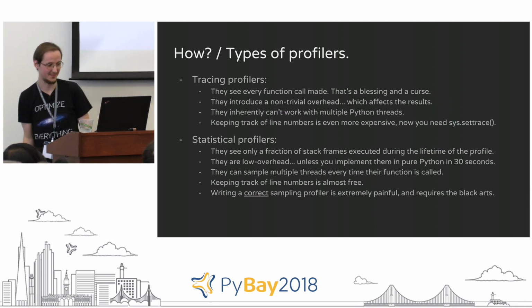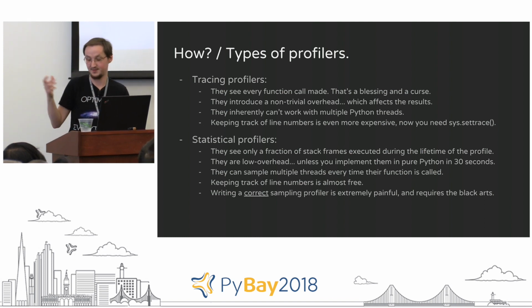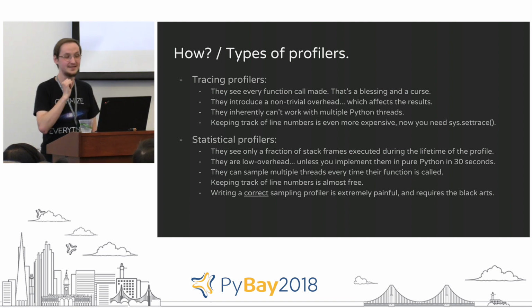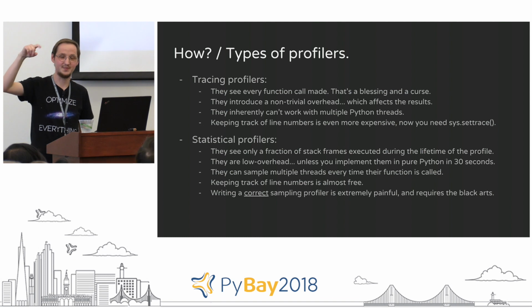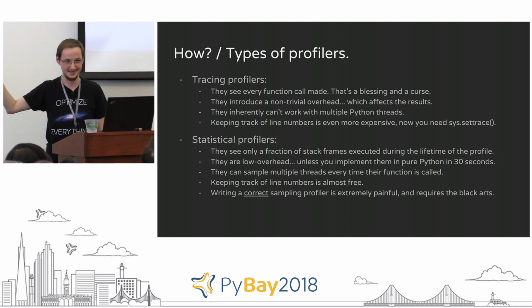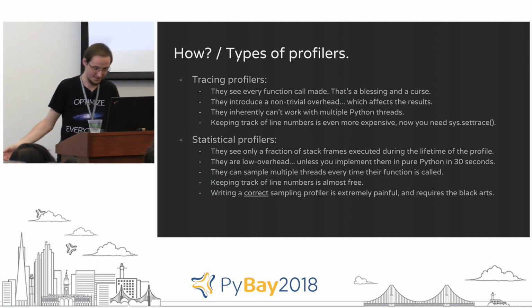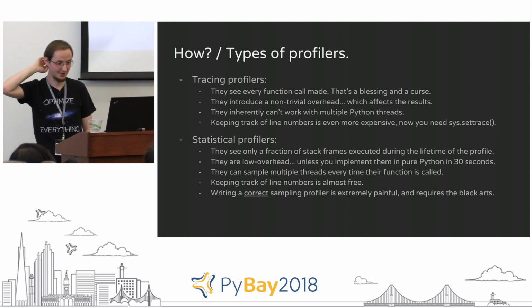We're almost to my next magic trick. So yes, tracing profilers see every function call. There's overhead. They inherently can't work with multiple Python threads because they always get called by the main thread. So you cannot call thread get ident or whatever the thing is named. Python doesn't tell you where it switched threads. So all you get to know is that a function was called by this process. If you want to keep track of line numbers, like which line of the function were we on?